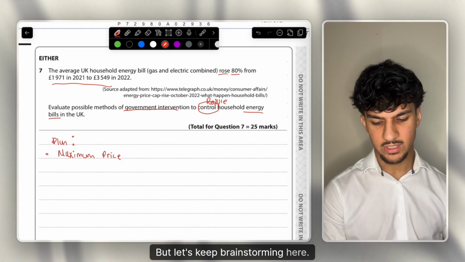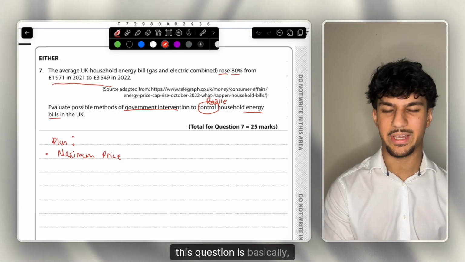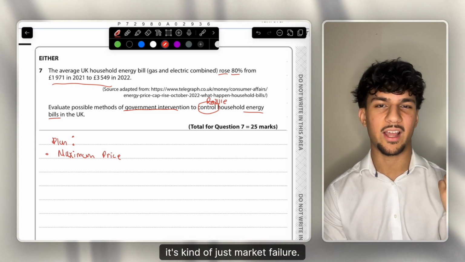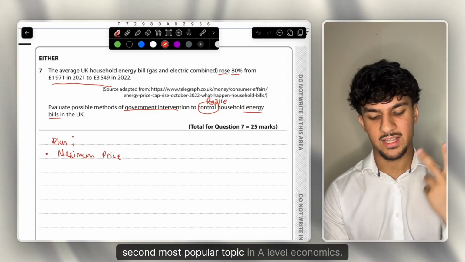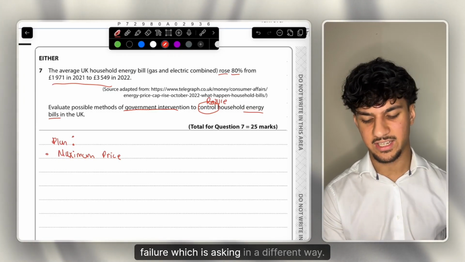But let's keep brainstorming here. How else can we reduce the household energy bill? Even though it's not specifically stating it, this question is basically market failure. Like I said, it's the second most popular topic in A-level economics. It's just strategies to solve market failure, but asking it in a different way.